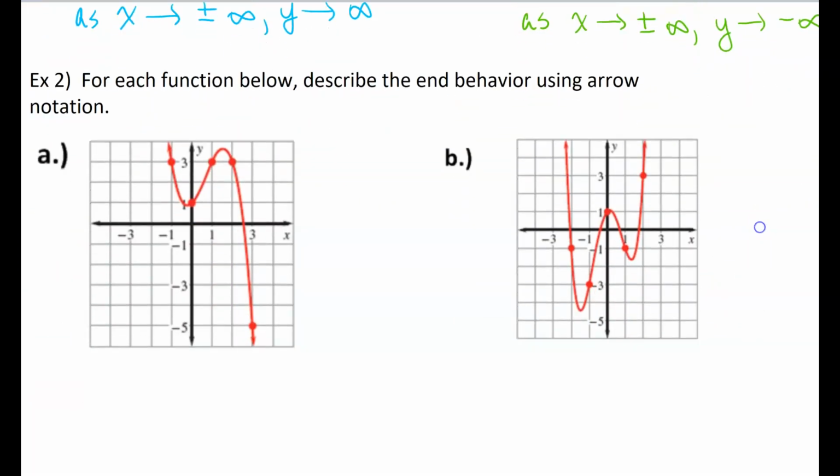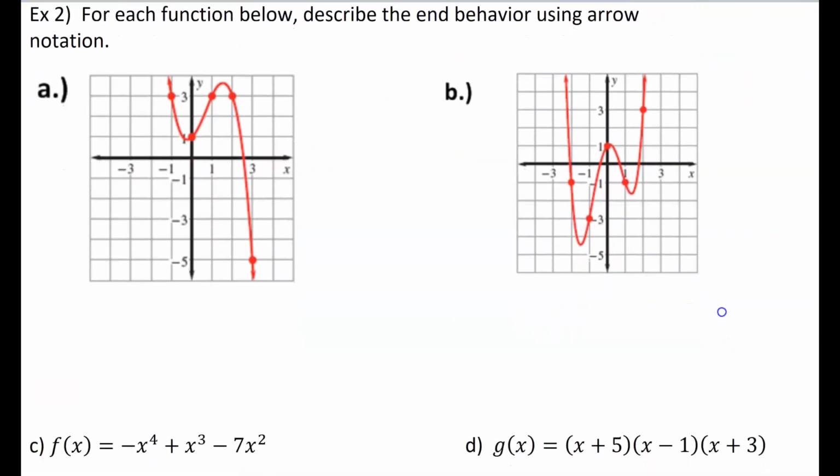These next four I'm going to have you do on your own. So A and B are graphs, and then C and D are from the equations. Just describe it with the arrow notation, so you don't need to do the rest.